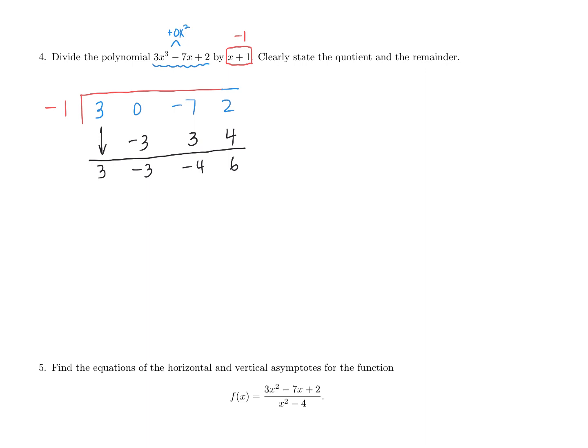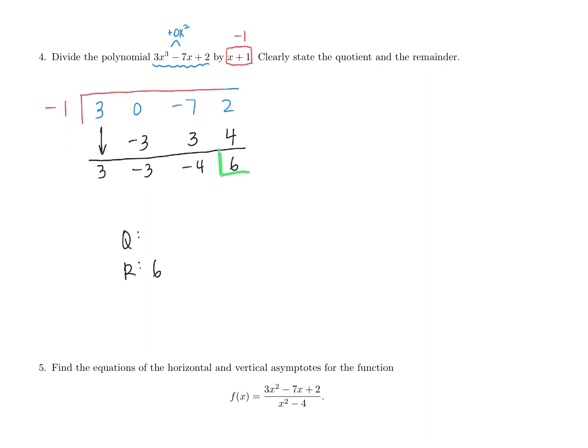Now we just have to make sure we label correctly. So I like to put a box around my last number to kind of separate the two. The box goes around the remainder, and what's before that is the quotient. What's over here to the left is the quotient. So you want to make sure you label them. So you have the quotient, you have the remainder. The remainder is 6. It's always your last value.